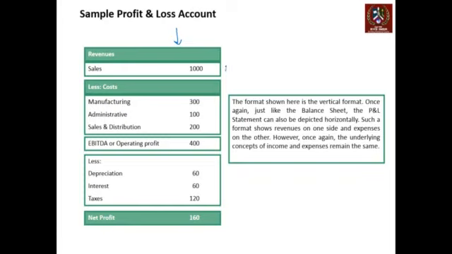You have sales or revenue, then you have costs coming in. You remove the costs, you come to operating profit, EBITDA or operating profit, from which you remove depreciation, you remove interest, you remove taxes. Taxes, note, are on the income after you have removed depreciation and interest, and what you get is the profit, which is the last line. Now, the profit is also referred to as the bottom line of a business. Why is it referred to as the bottom line? Because this is the last line in the P&L statement.